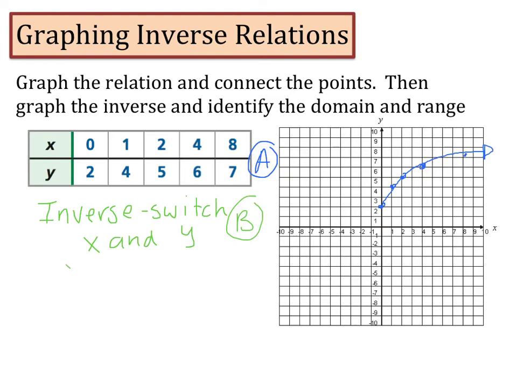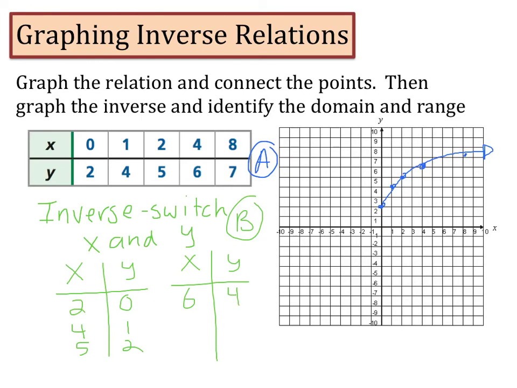So I'm going to just create a table. I think it's easier to see it. Instead of x being 0, now x is 2 and y is 0. And then we go on and just switch all of these values. Now x is 4, y is 1, x is 5, y is 2, and I'll just make it in the table here to finish. Now x is 6, and y is 4, and x is 7, y is 8.